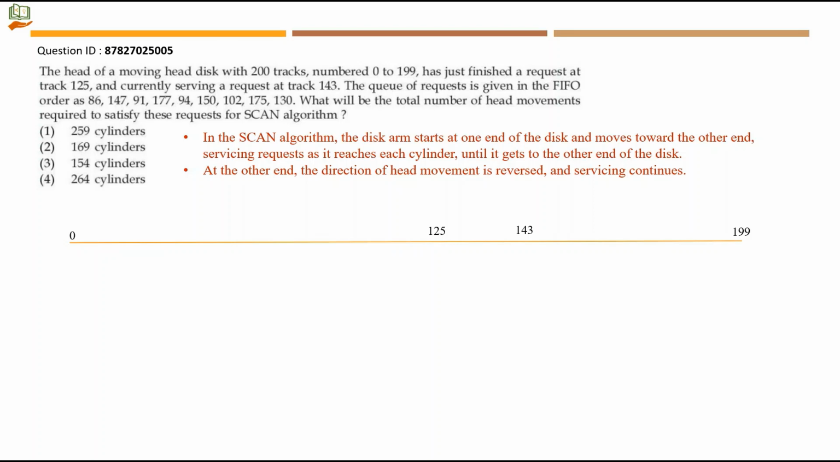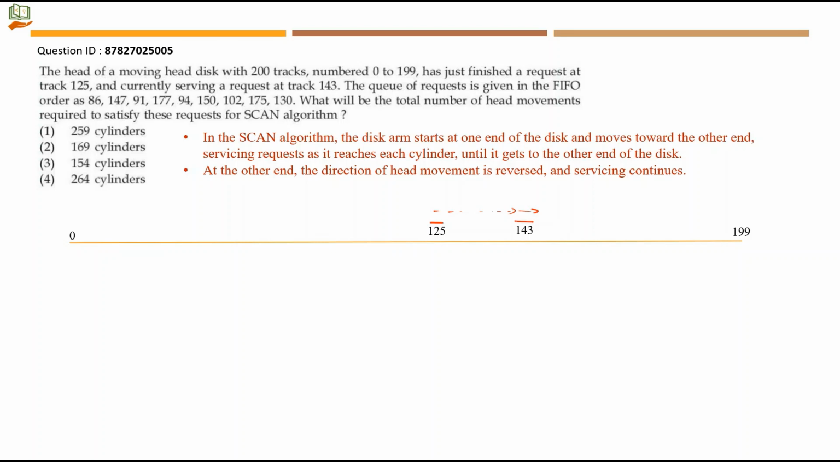Here they have given a clue: it has just completed a request at track 125 and now it is serving a request at track 143. What does this mean? It says the disk arm is moving in this direction, so you have to start satisfying the requests in this direction. That is why they have given that it has completed 125 and is currently serving 143.